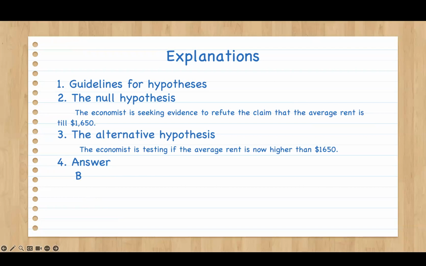So if mu is the true mean cost of rent in the city, the null hypothesis is H0: mu is equal to $1,650. Third, the alternative hypothesis is a claim we are trying to find evidence in favor of. In this situation, the economist tests if the average rent is now higher than $1,650. The alternative hypothesis in symbols would be HA: mu is larger than $1,650. So the correct answer is B.